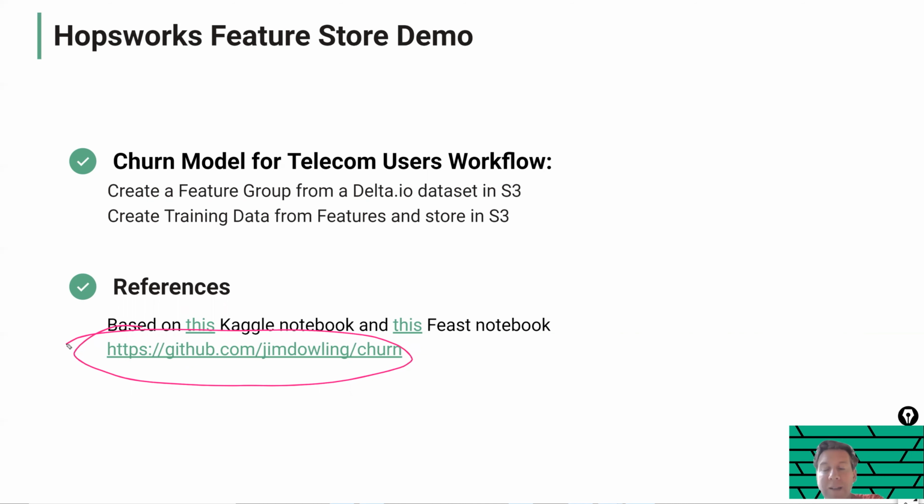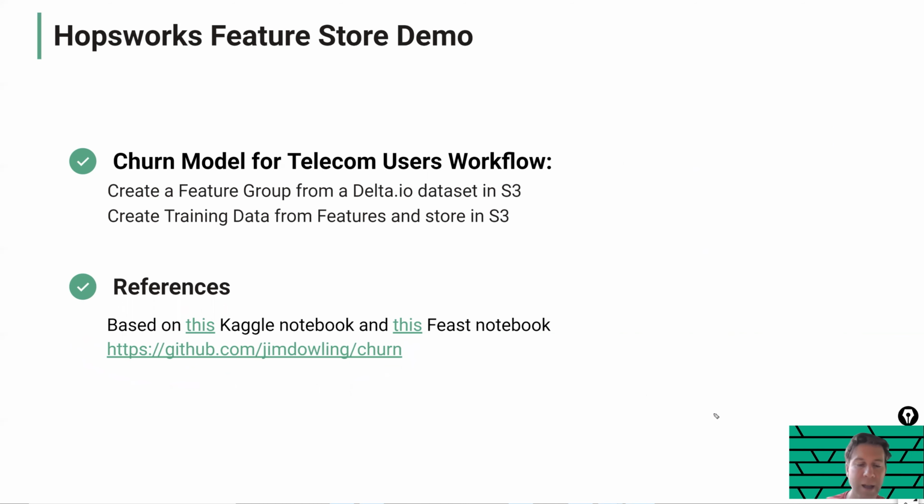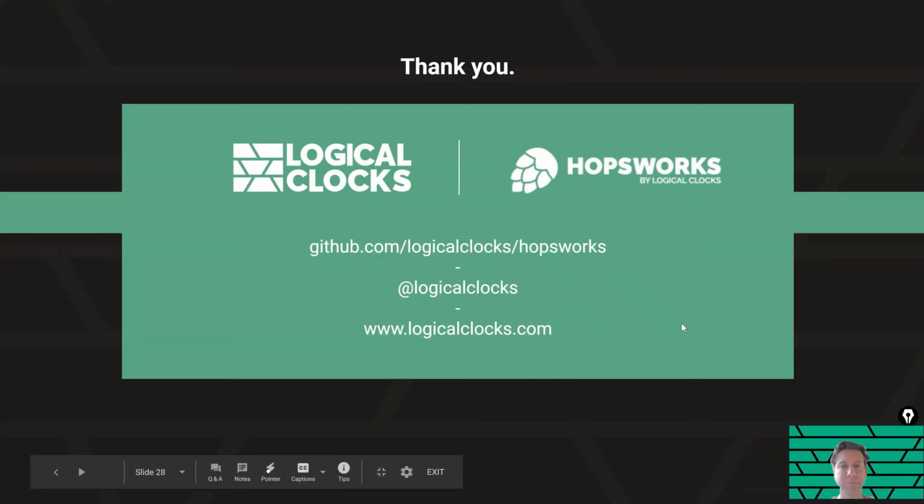So we'll just have a look at taking data from a table in Delta, a Delta table on S3. So this is Delta Lake. And we'll just convert it into a feature group. So we'll have a look at the feature store itself and how we make those features available. And then if we have time, we can create training data sets from that.